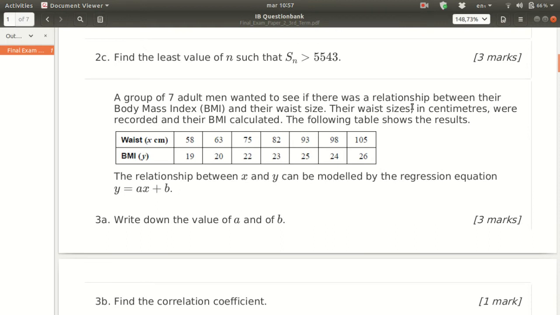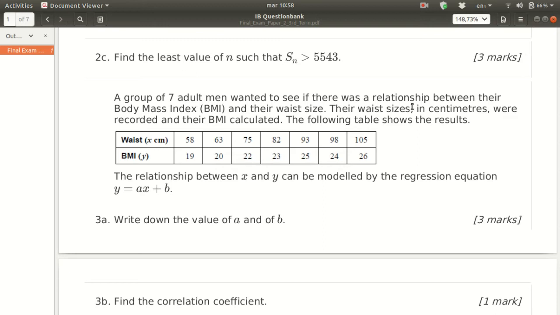Okay, let's look at question 3. A group of 7 adult men wanted to see if there was a relationship between their body mass index and their waist size. Their waist sizes in centimeters were recorded and their BMI calculated. The following table shows the results. The relationship between x and y can be modeled by the regression equation y equals ax plus b. Write down the value of a and b.